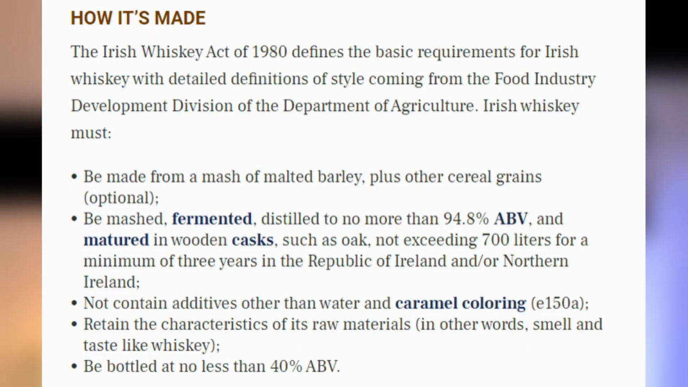So the Irish Whiskey Act of 1980 defined the basic requirements for Irish whiskey. It must be made from a mash of malted barley, plus other cereal grains are optional. It must be mashed, fermented, and distilled to no more than 94.8 ABV and matured in wooden casks. Notice it didn't say new. In Irish whiskey, you can use used casks, not exceeding 700 liters for a minimum of 3 years in the Republic of Ireland or Northern Ireland.